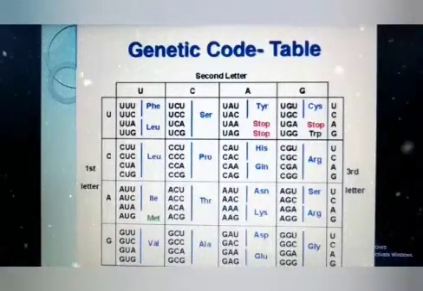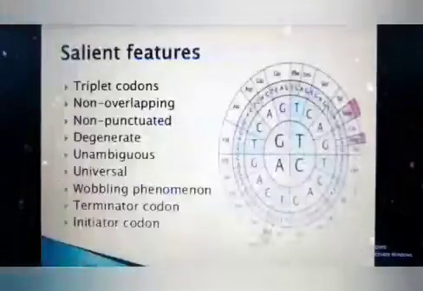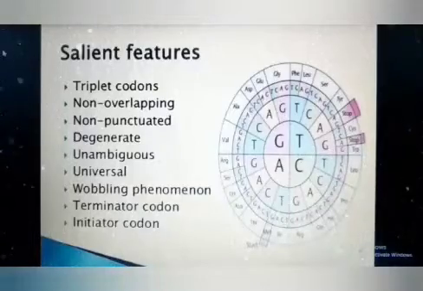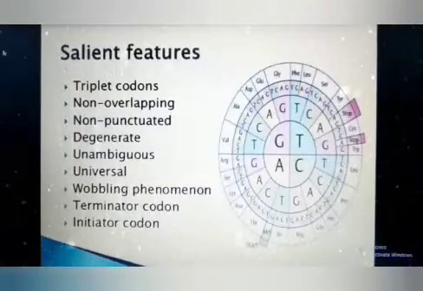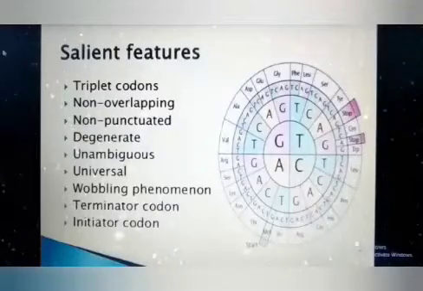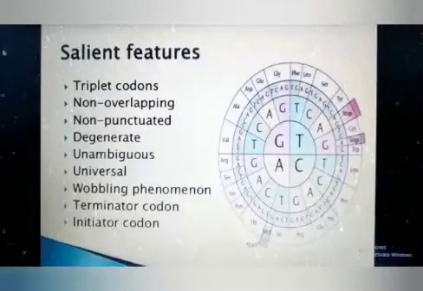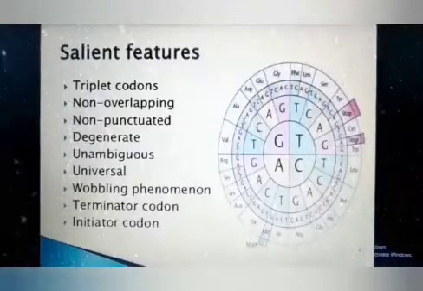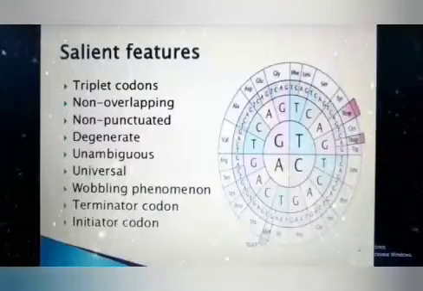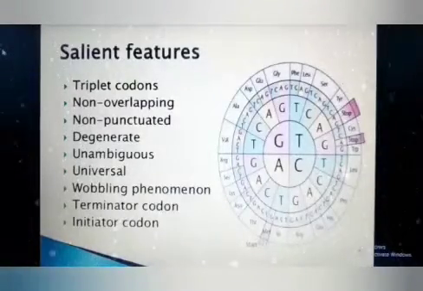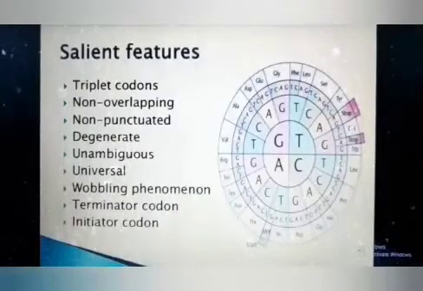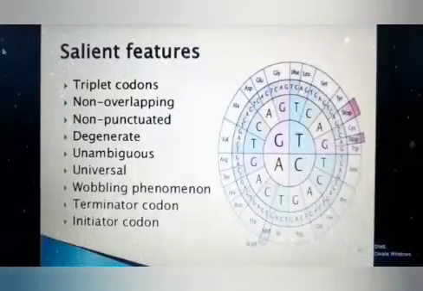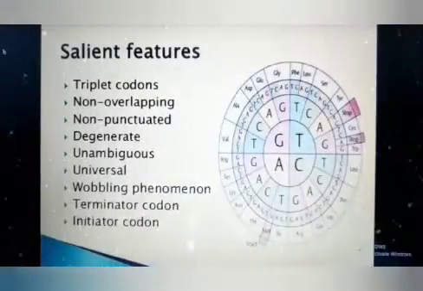Next, you can take a screenshot of this. Salient features: number 1, triple codons. Number 2, non-overlapping. Number 3, non-punctuated. Number 4, degenerate. Number 5, unambiguous. Number 6, universal. Number 7, wobbling phenomenon. Number 8, terminator codon. And number 9, initiator codon. We will understand one by one.